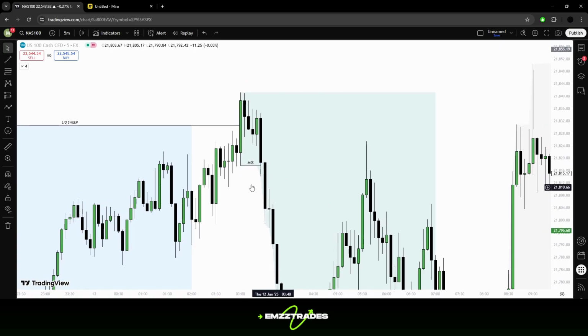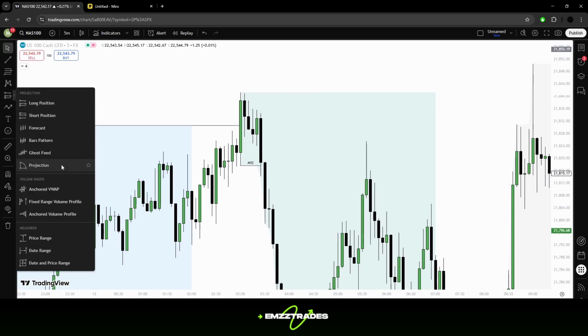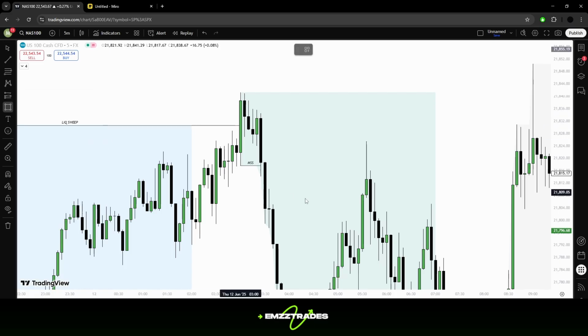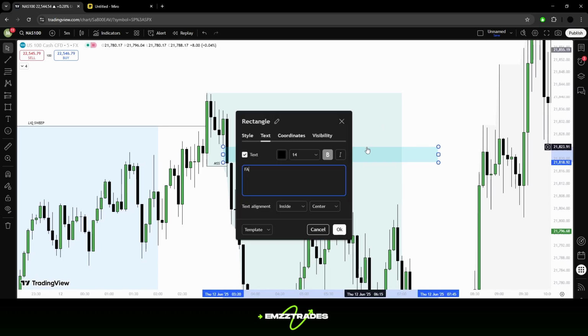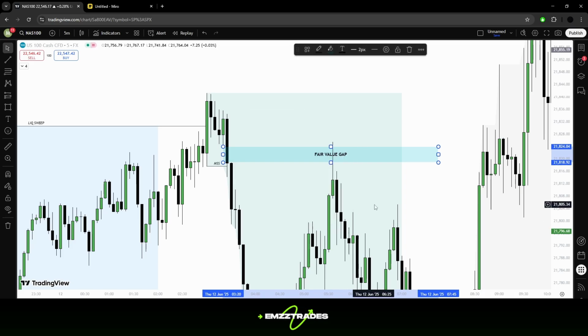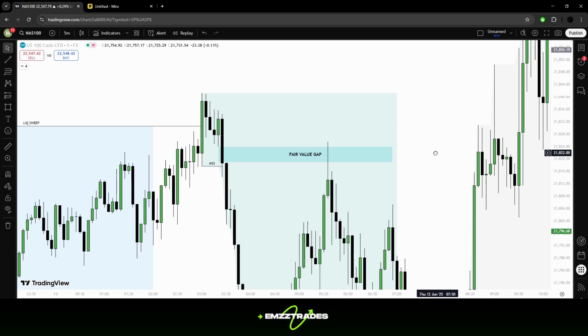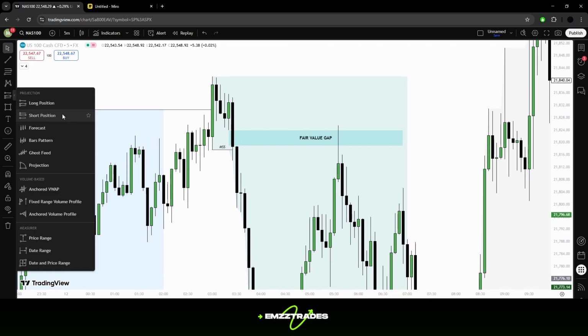Market structure shift, and we're going to be using this market structure shift to mark out our fair value gap, right? So as you can see, I'm going to be putting my fair value gap around this area right here, and we're going to stretch it all the way up. Once we've done that, let me just name it fair value gap. Once we did get this fair value gap, all we've got to do from here on out is enter within the fair value gap.